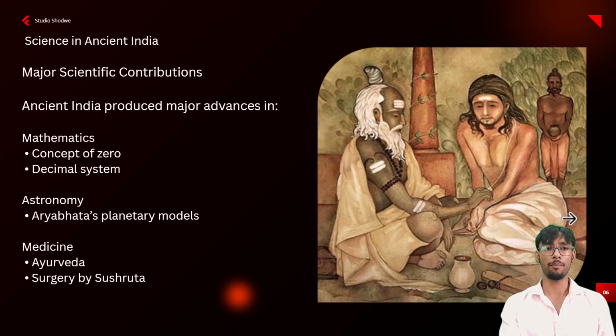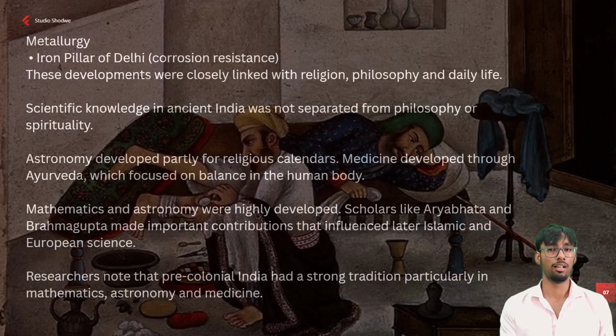Science in ancient India produced major advances in mathematics, such as the concept of zero and the decimal system, astronomy, such as Aryabhata's planetary models, and medicine like Ayurveda and surgeries by Sushruta. Ayurveda appears in texts like Patanjali's and the Atharvaveda. There was metallurgy as well, such as the iron pillar of Delhi with its corrosion resistance. These developments were closely linked with religion, philosophy, and daily life.